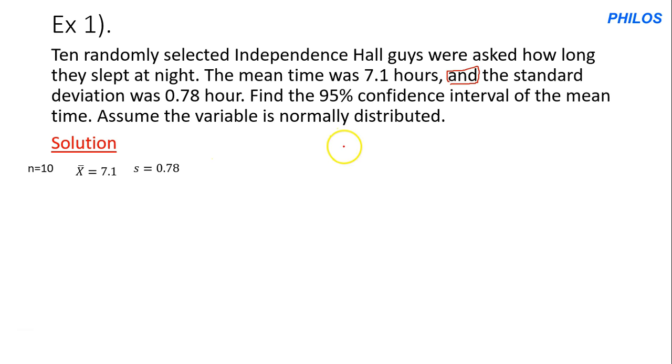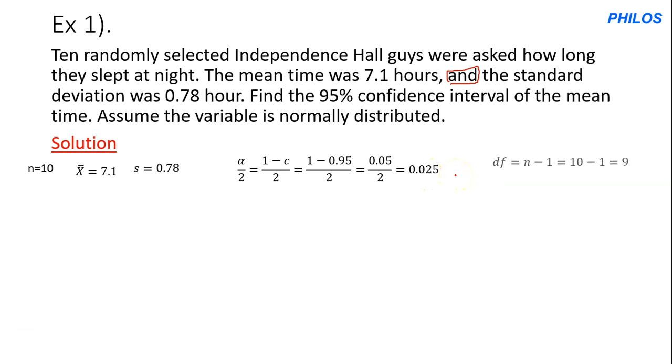So next we find our t. To find our t, we need alpha over 2 and degree of freedom. So let's find alpha over 2. Alpha over 2 will be (1 minus c) over 2. That is 1 minus 0.95, that is 95%, divided by 2, and that will give us 0.025.